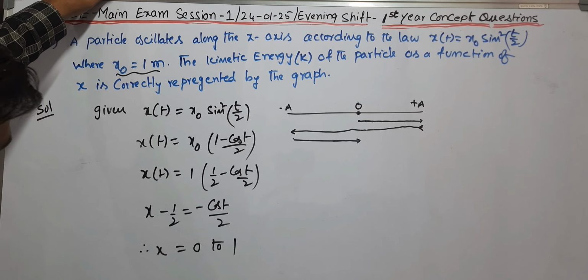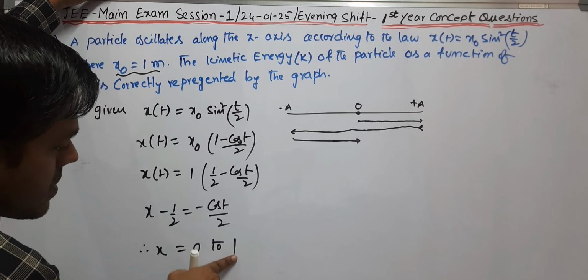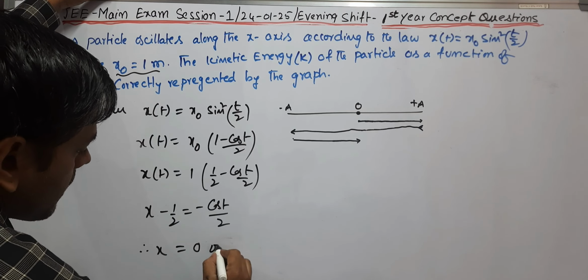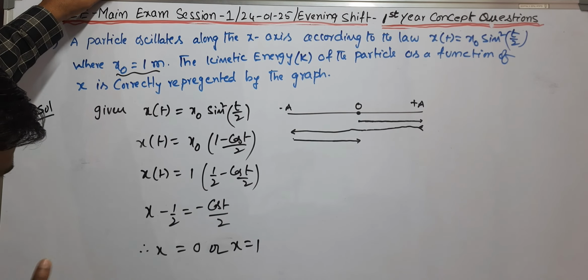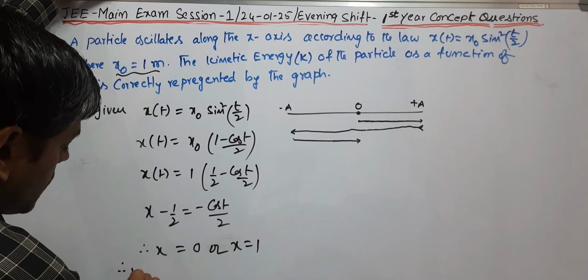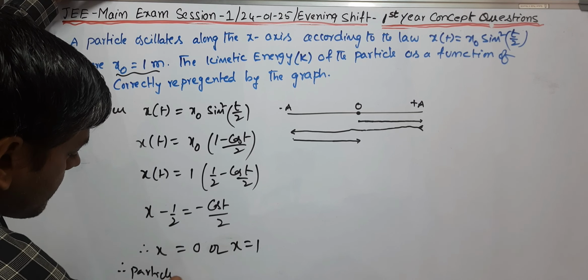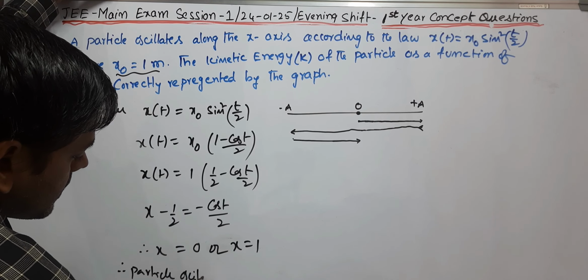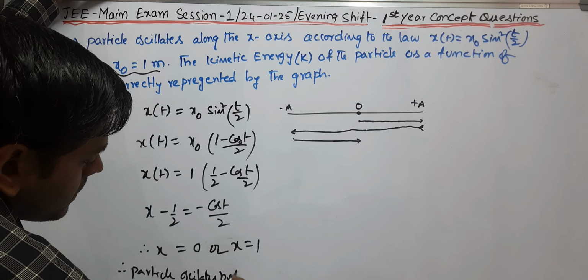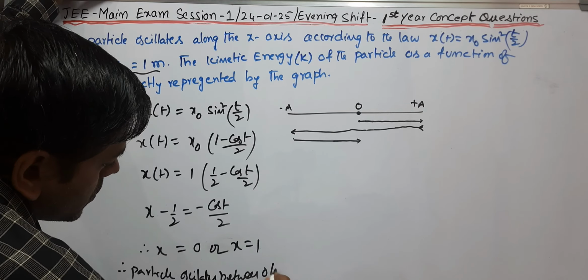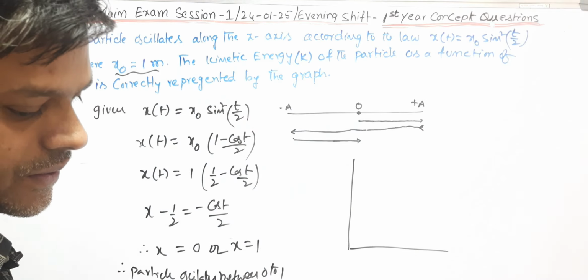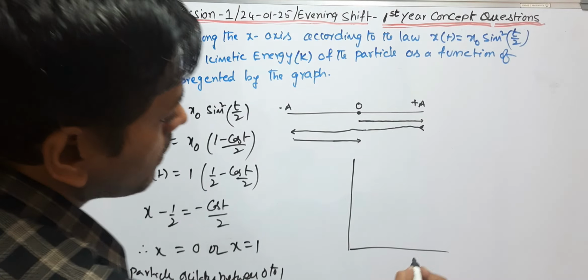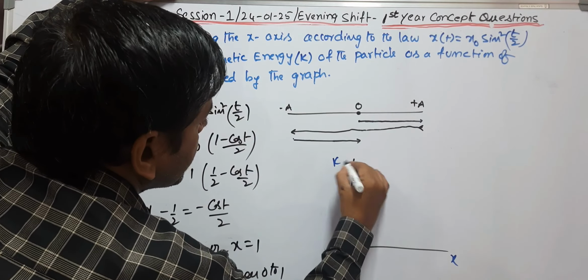That means x is equal to 0 or x is equal to 1. Okay, so what happened? The particle is oscillating between 0 and 1. Therefore, the particle oscillates between 0 and 1. So now you can draw a graph between position and kinetic energy.